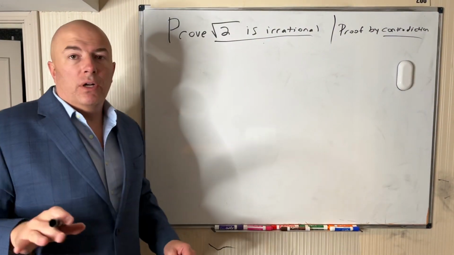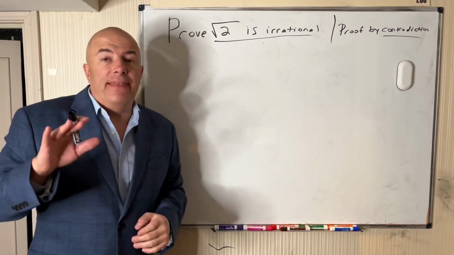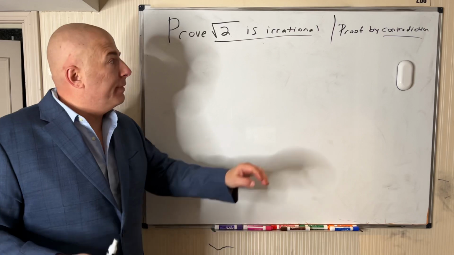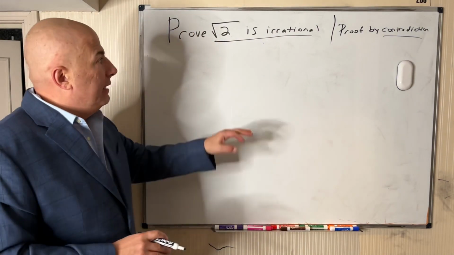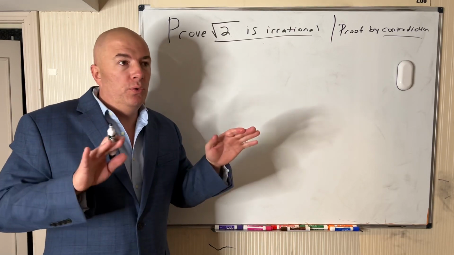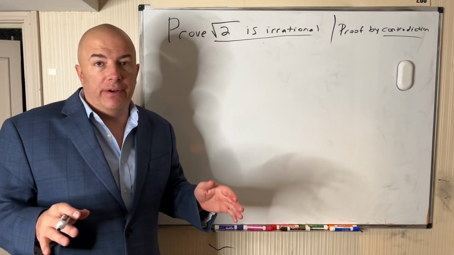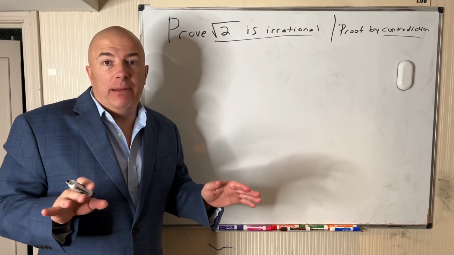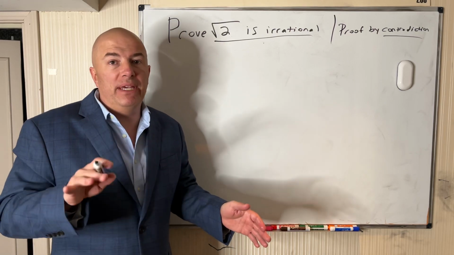All right, in this video, we're going to work on proving square root of 2 is irrational. And the technique we're going to use is something called proof by contradiction. So what that means is if we have two events in life and one is the opposite of the other, we'll call them A and B. If B happens, then there's no way A could be true. If A happens, there's no way B could be true.